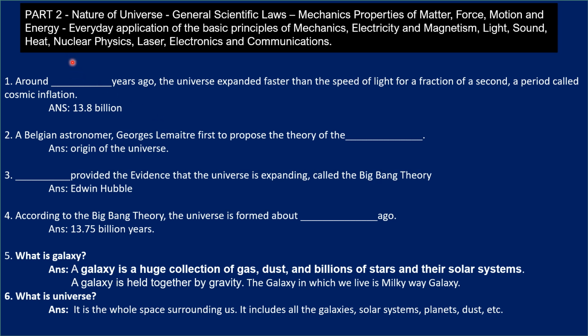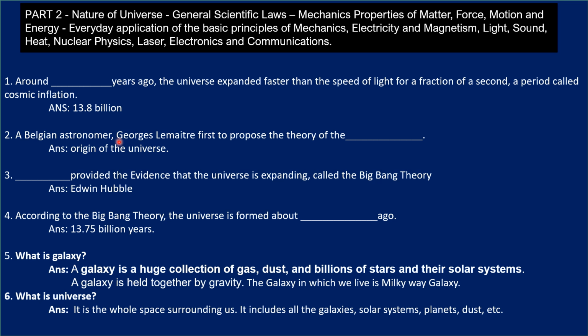In this class, we are going to see the nature of the universe. First point: around dash years ago, the universe expanded faster than the speed of light for a fraction of a second, a period called cosmic inflation. The answer is 13.8 billion years ago.